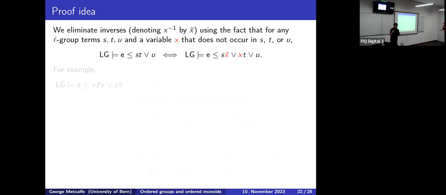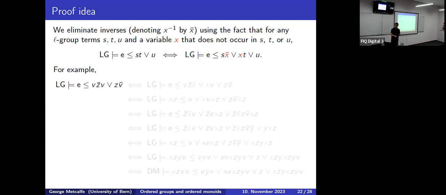We have a particular form of equation, E less than or equal to ST join U, holds in all L groups, if and only if E less than or equal to S x inverse join XT join U holds in all lattice ordered groups, right? So the intuition here is that you have ST, and for some reason you want to split it into two. And you can do this using a new variable. The proof of this goes through the fact that you can look at the automorphism L group of the real numbers, but I won't get into it.